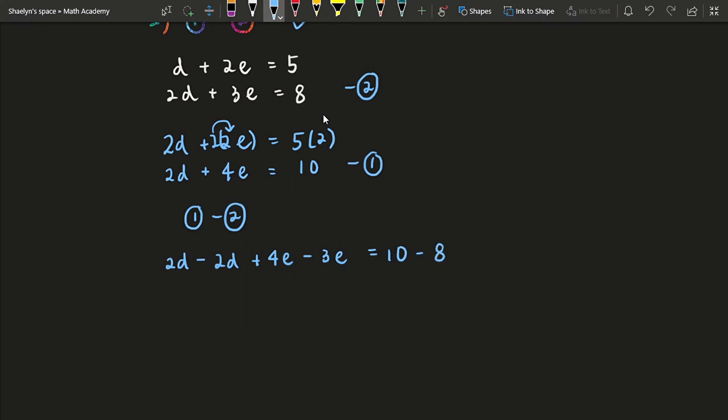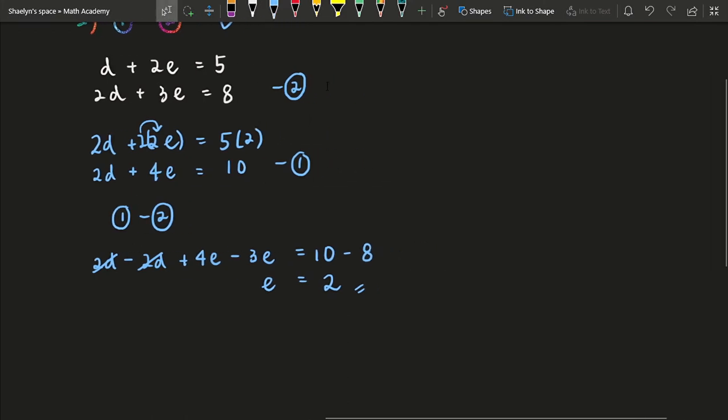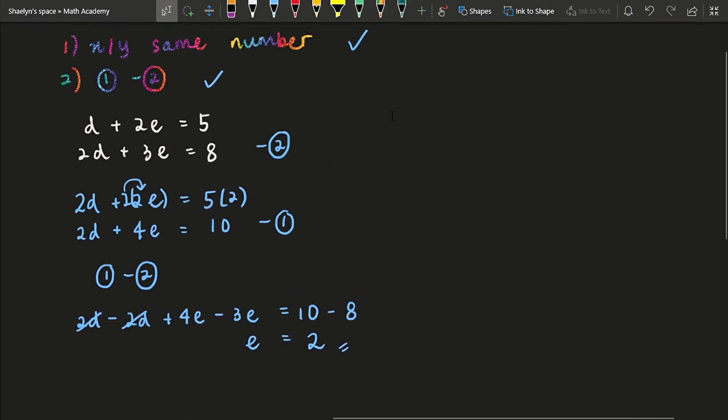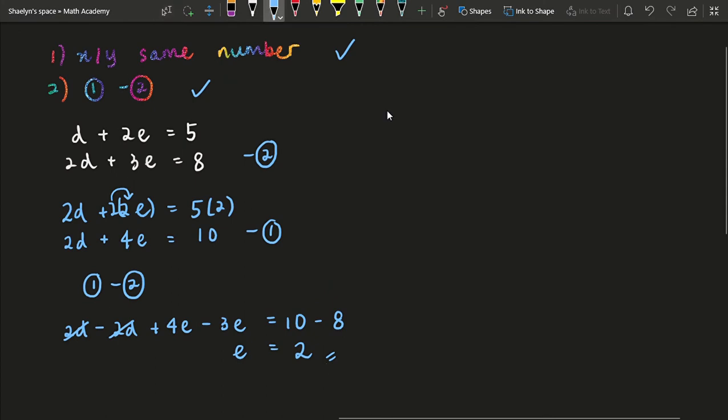It's pretty simple. 2D minus 2D, you eliminate them because they equal 0. 4E minus 3E, you are only left with E. That's pretty easy to deal with. 10 minus 8, you get 2. So immediately you found E equals 2. And remember, this is not the end yet. You still have to find D in order to solve the whole equation.